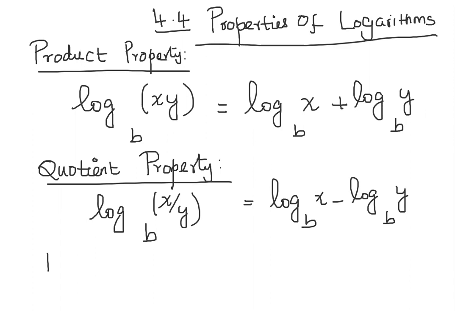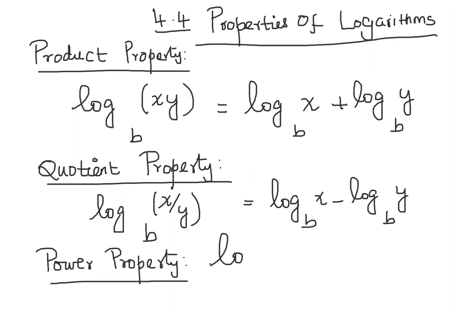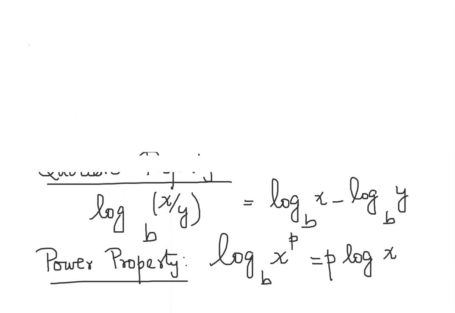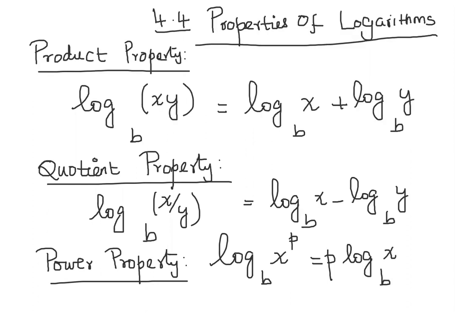And the third property is the power property. So we have log of x to the power p with base b. You have to bring the power to the front. So it's going to be p times log x to the base b. Now we are going to see some examples of how to apply these properties when you solve problems.